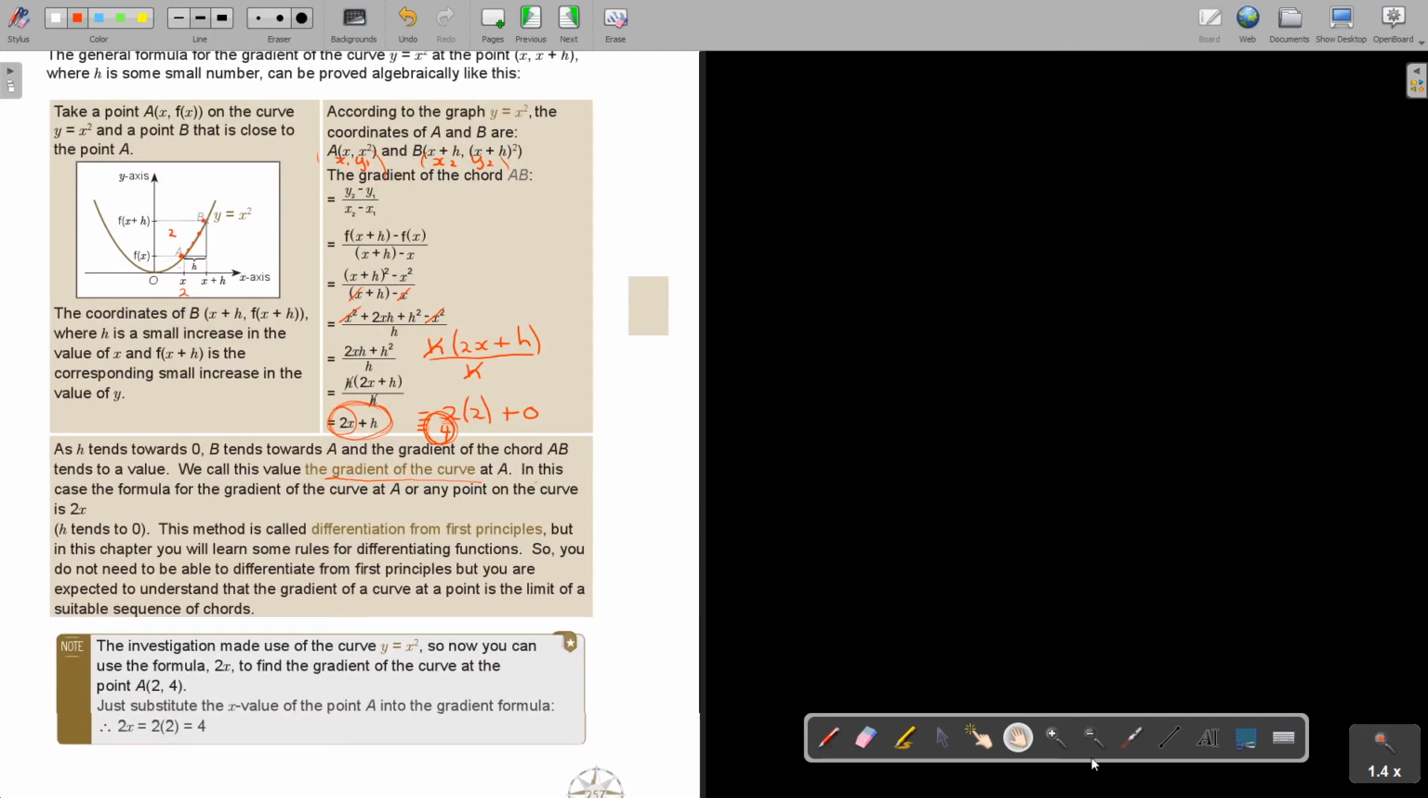Okay, just note, now I want to end. The investigation made use of the curve y equals x squared. So now you can use the formula 2x to find the gradient of the curve at the point. There's the point. So what's the x value? 2, 2 and 4. Just substitute the x value of the point A into the gradient formula and you would have gotten that 4. I'm going to show you the first rule in the next video. I want to use this formula and actually explain the rule by making use of what we discovered here. But that will follow in the next video.